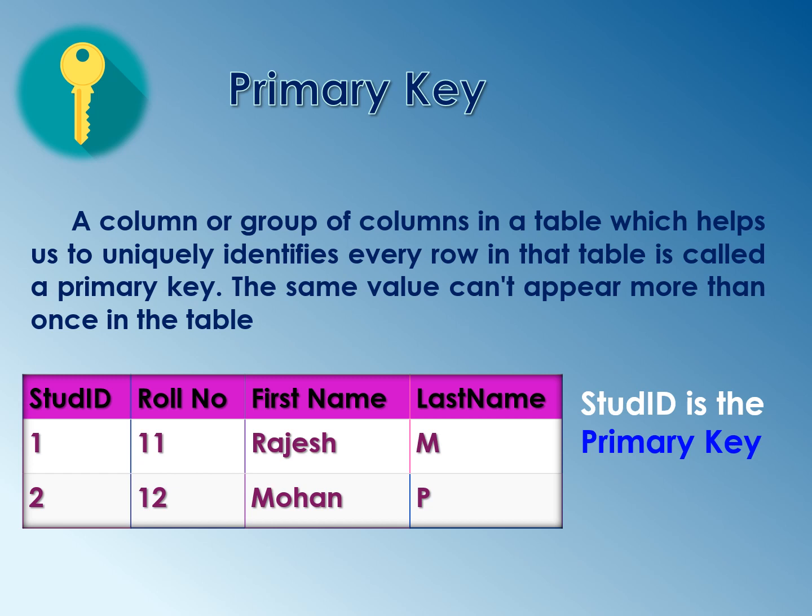First and foremost, let us understand the primary key. It is a column, or you can say a group of columns, which helps a table to uniquely identify each and every row in that table. That means no two records can have the same value for a primary key.